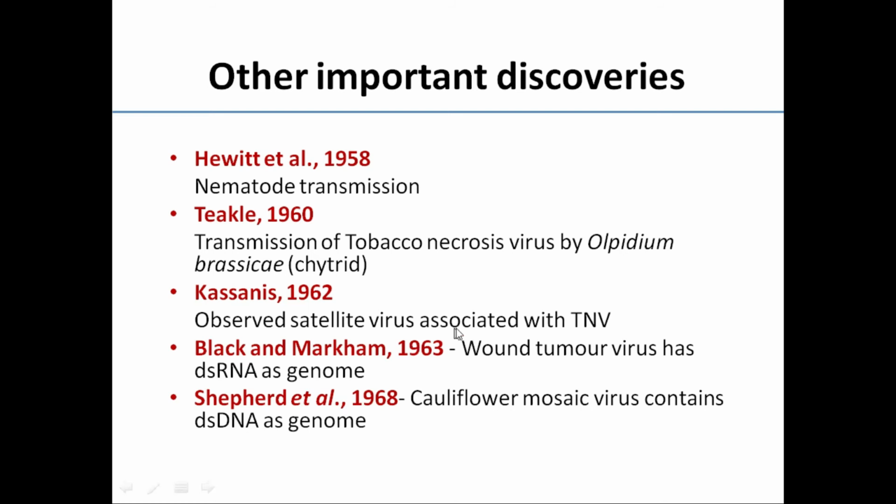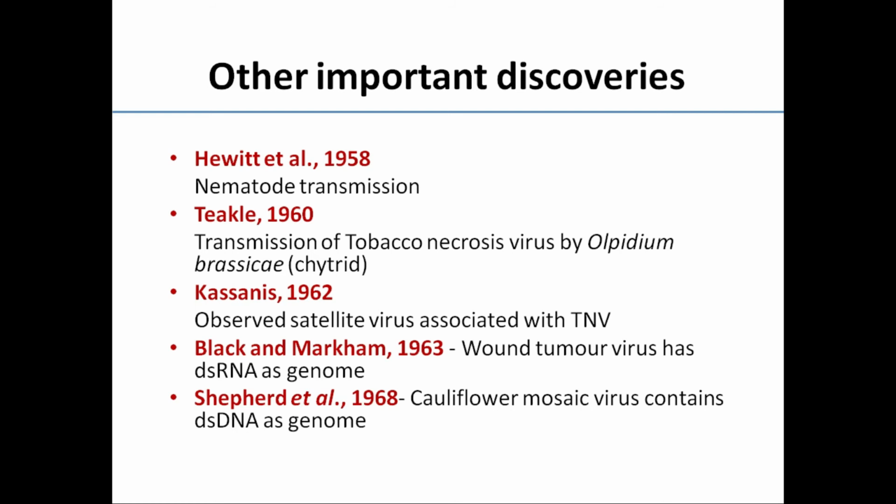So here TNV, or tobacco necrosis virus, is a helper virus, and one virus which is called satellite tobacco necrosis virus is dependent on tobacco necrosis virus. So it does not have a separate name, since the satellite virus depends on another virus, the helper virus, for replication. Its name is based on the helper virus only. So the helper virus is TNV and the satellite virus is called satellite TNV.